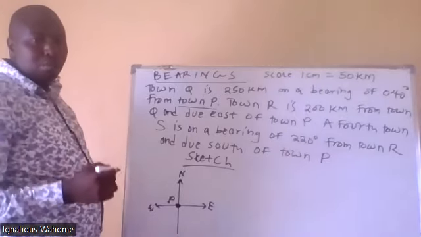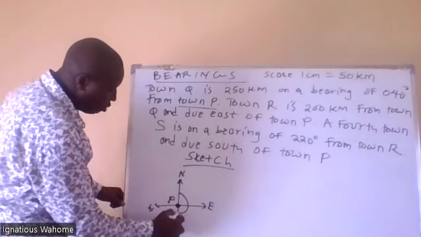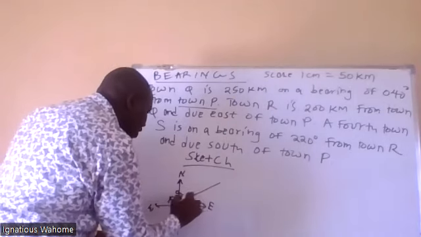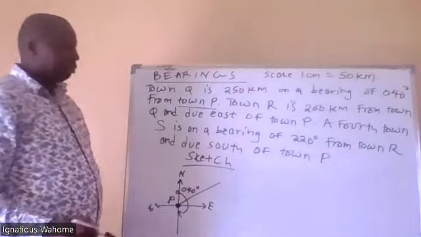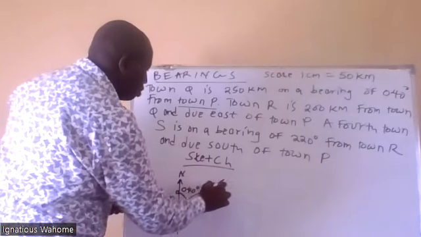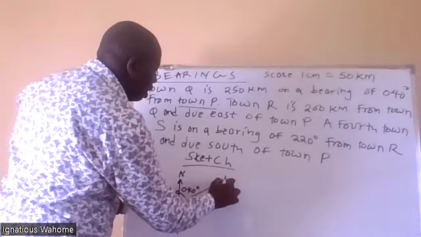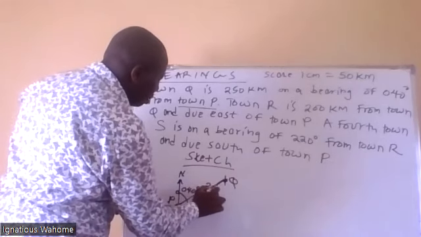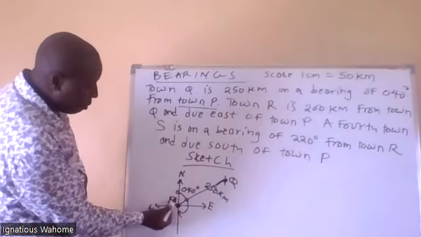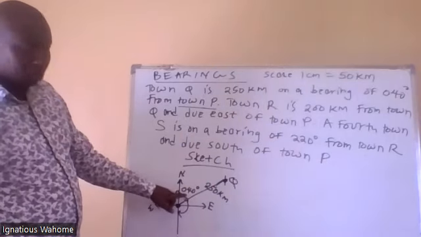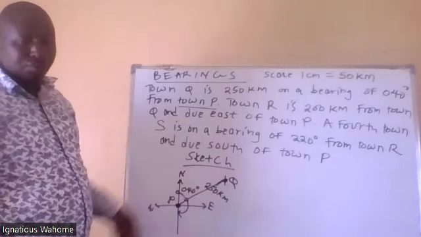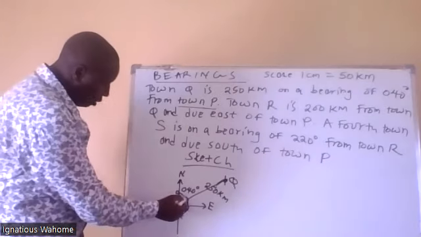So therefore 040 degrees. When we are measuring angles, we always measure from the true north. So your protractor should look like that. We measure 0 there, then we measure 040 degrees. Up to this point here is 250 kilometers. This is point Q, 250 kilometers. So we have point P, and now we have point Q at a distance of 250 kilometers.